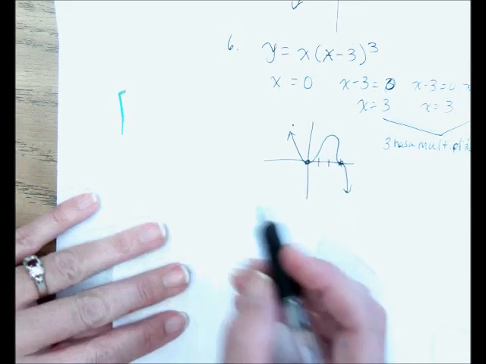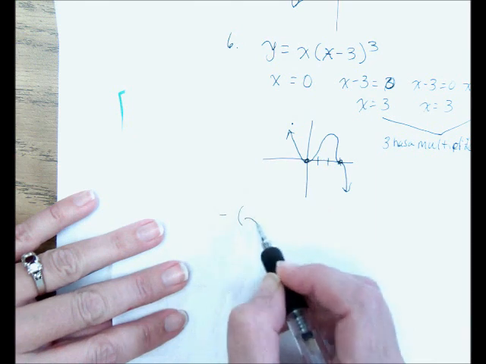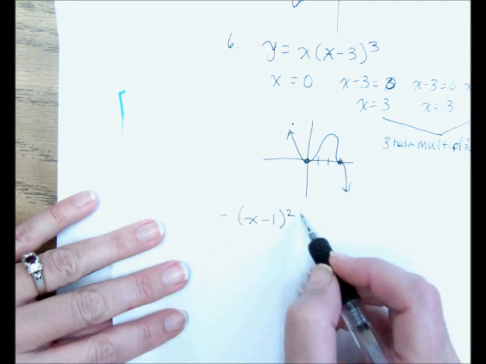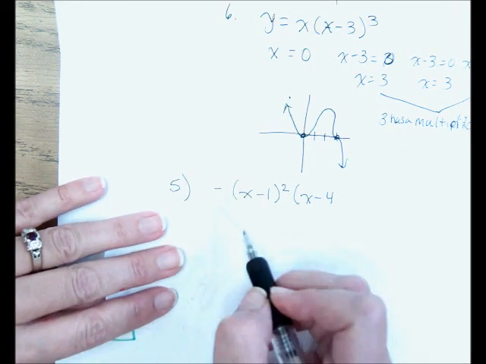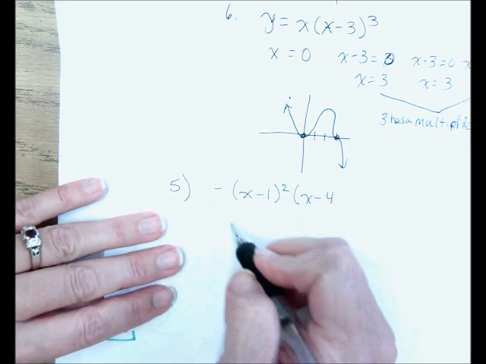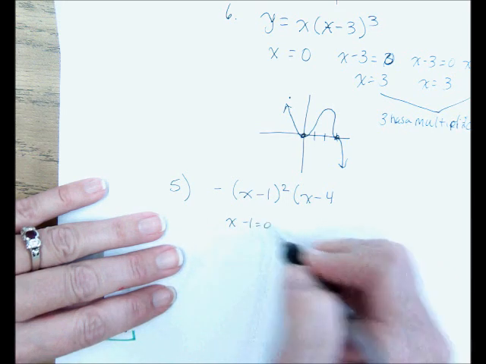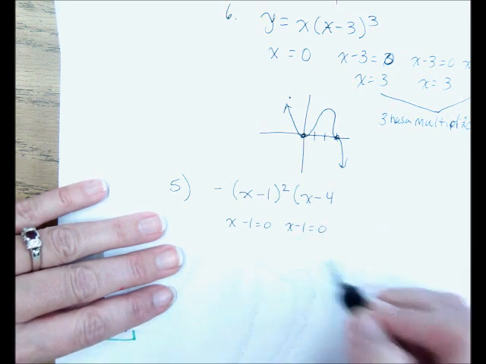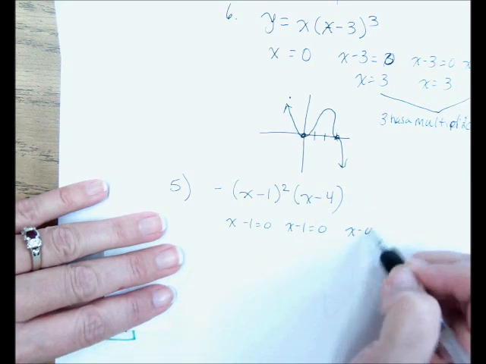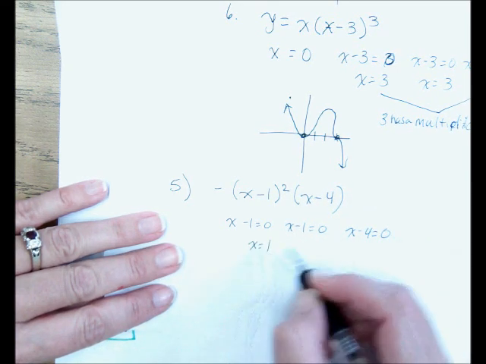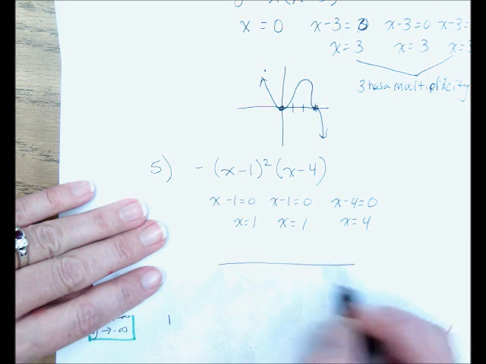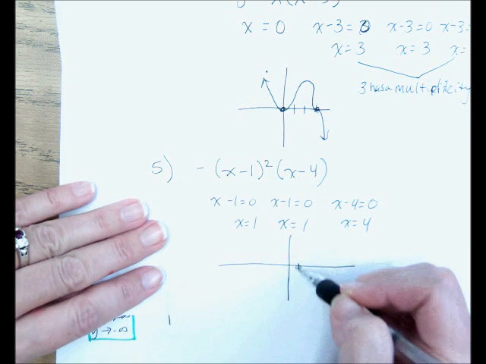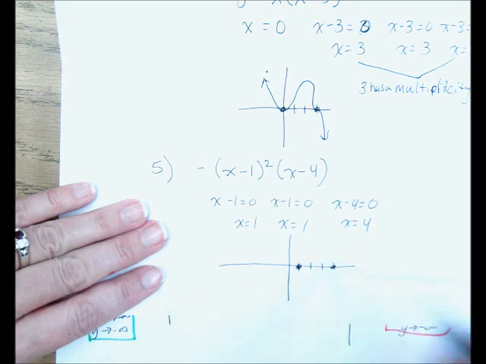Now, if you look, I have something like negative x minus 1 squared times x minus 4, and this is number 5. You can see that the leading coefficient is going to be negative. There's a negative out there. I'm going to have x minus 1 is equal to 0 two times, so it has a multiplicity of 2. And then I have x minus 4 is equal to 0 one time. So I solve x is equal to 1, x is equal to 1, and x is equal to 4. So I know that something's going on at 1 and something's going on at 4.